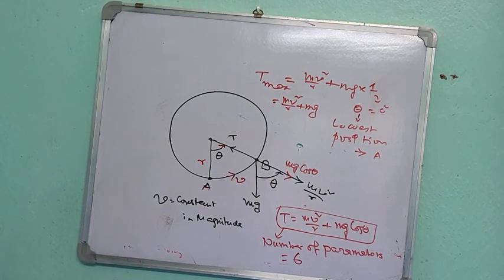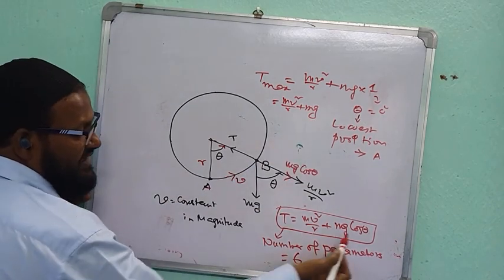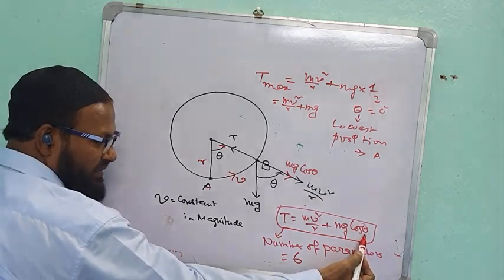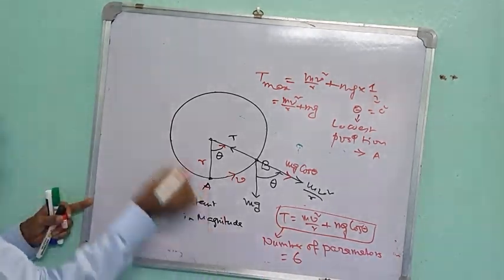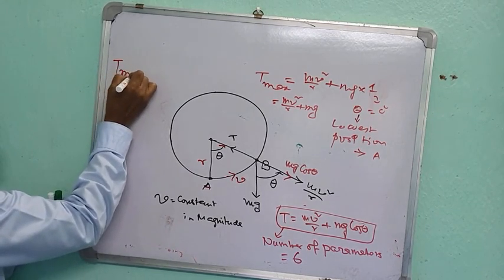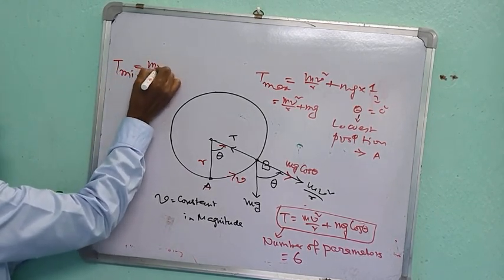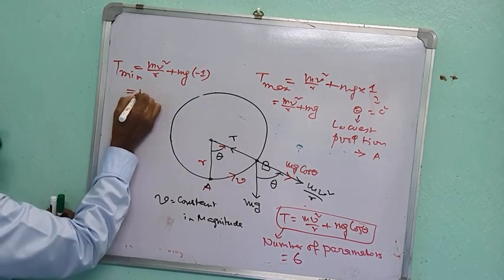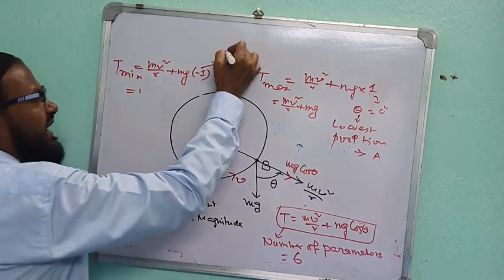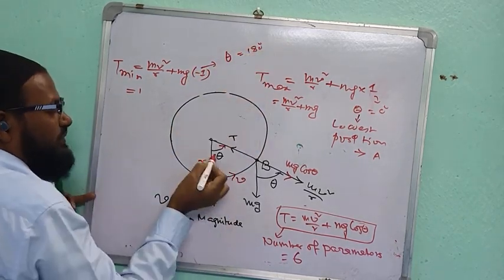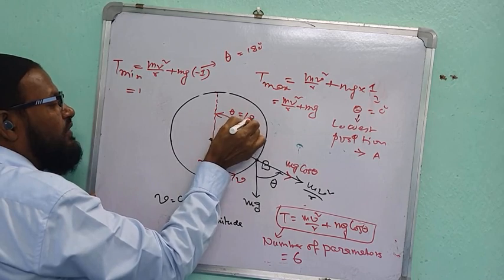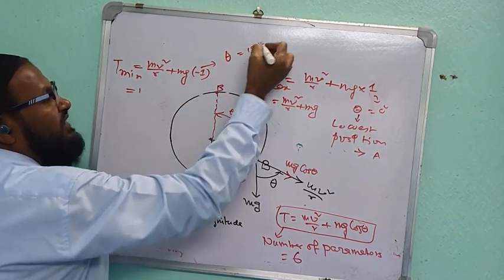Okay, next. When this is minimum, what is the minimum of cos theta? Minus 1. When it is minus 1, this is the T minimum. So we can write T minimum equal to mv squared by r minus mg, where cos theta equals minus 1 and theta equals 180 degree. Please see here, from here to here, theta equals 180 degree.